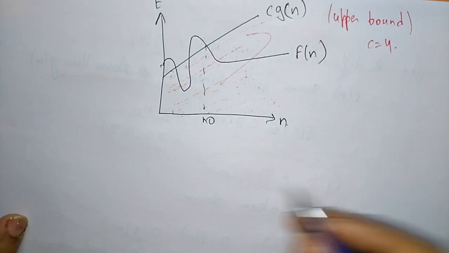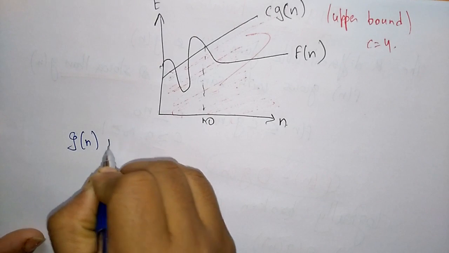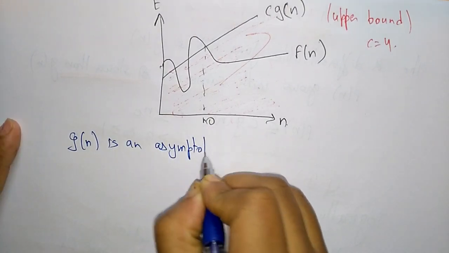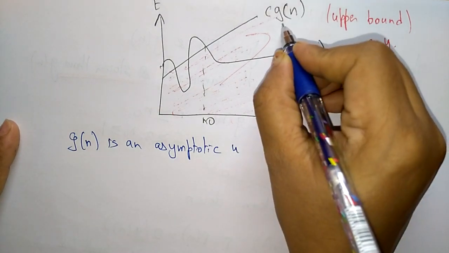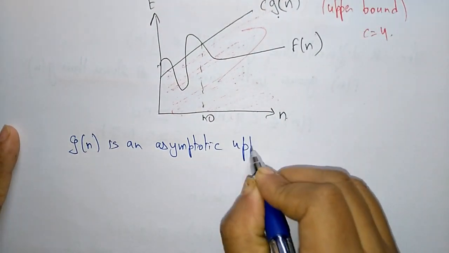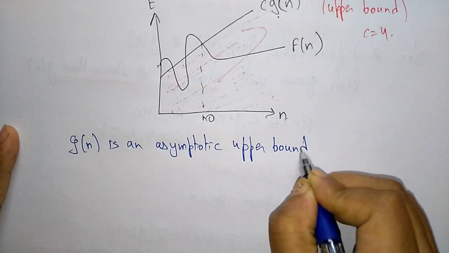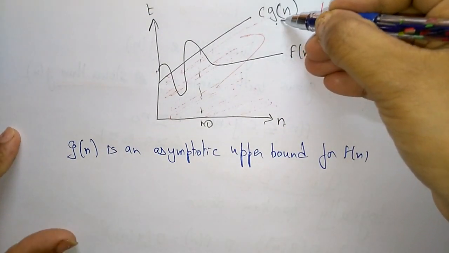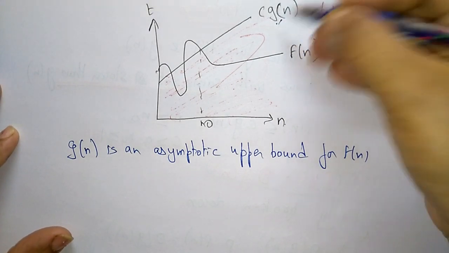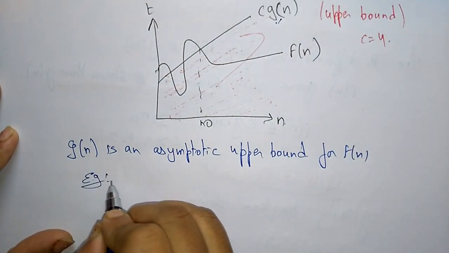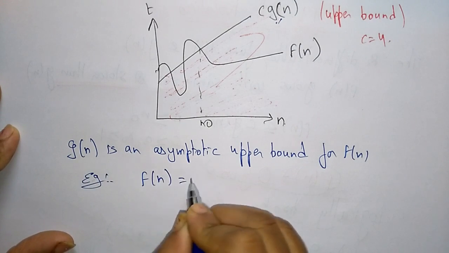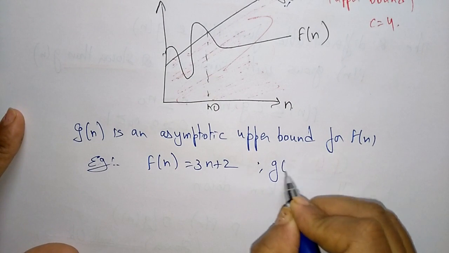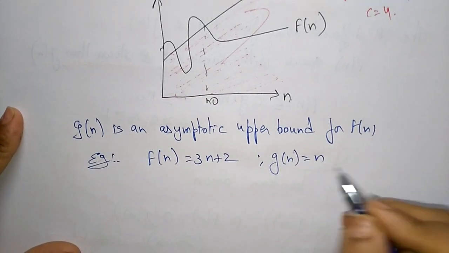So let me write the asymptotic notation. g of n is an asymptotic upper bound for f of n. So this is the asymptotic upper bound for f of n. Okay, so let me take the same example. Let's take f of n is equal to 3n plus 2 and g of n is equal to n.